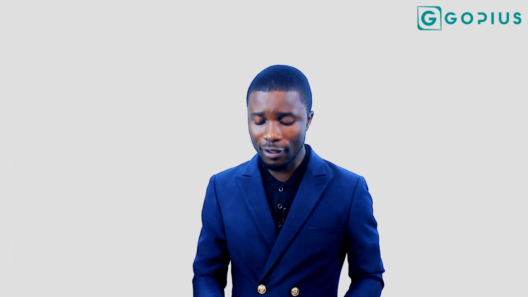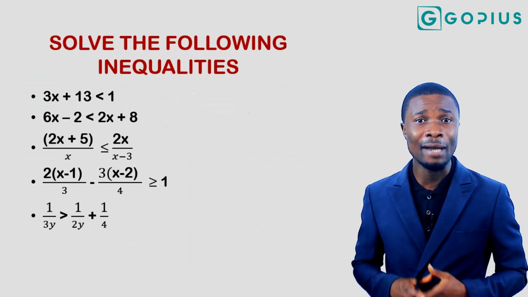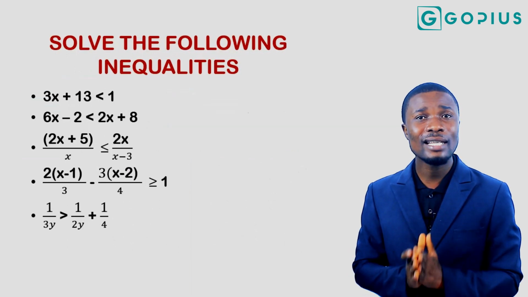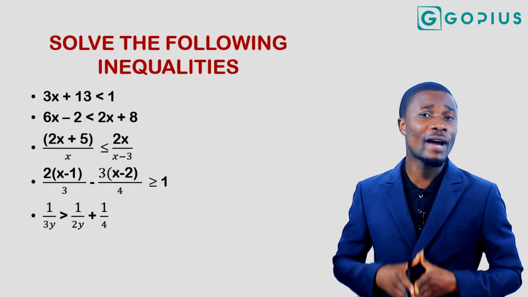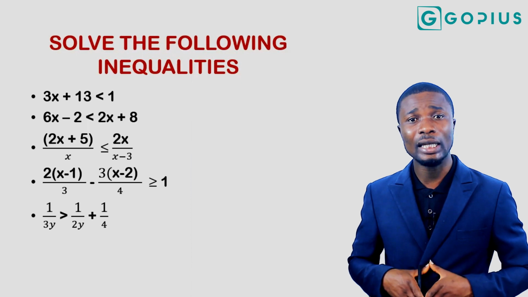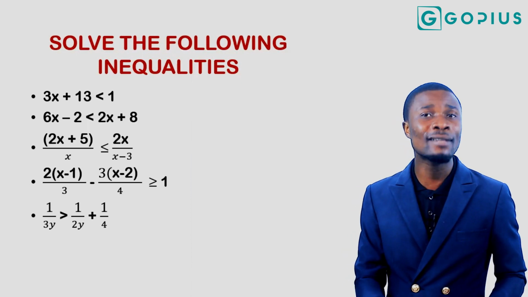Alright, so that's that for the first example. On the screen you can also see that 6x minus 2 is less than 2x plus 8. We are asked to find the range of values for which that inequality will be satisfied.